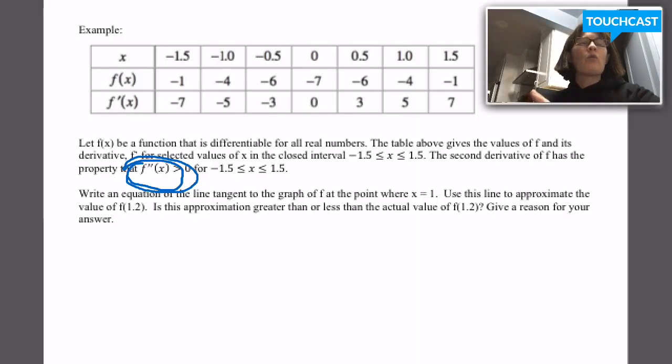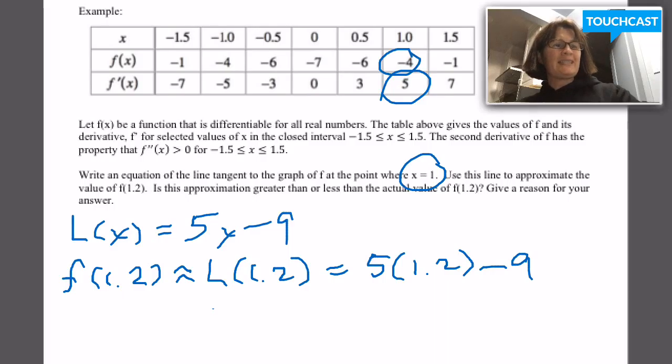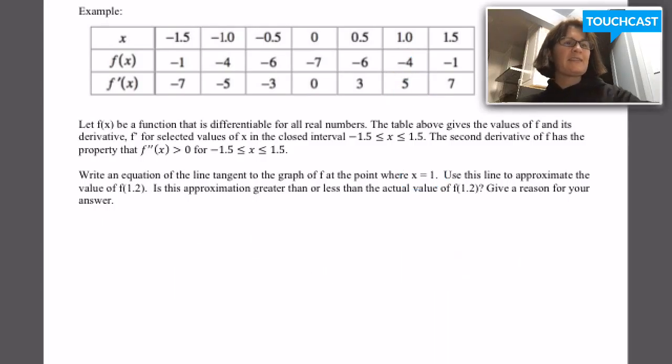And then we're asked to decide, is that approximation an overestimate or an underestimate of the actual value of f of 1.2? Because our answer is not actually going to be f of 1.2, it's an estimate. And we have enough information to say whether it's going to be an overestimate or an underestimate. So here we go. I want the tangent line equation to f at x equals 1.